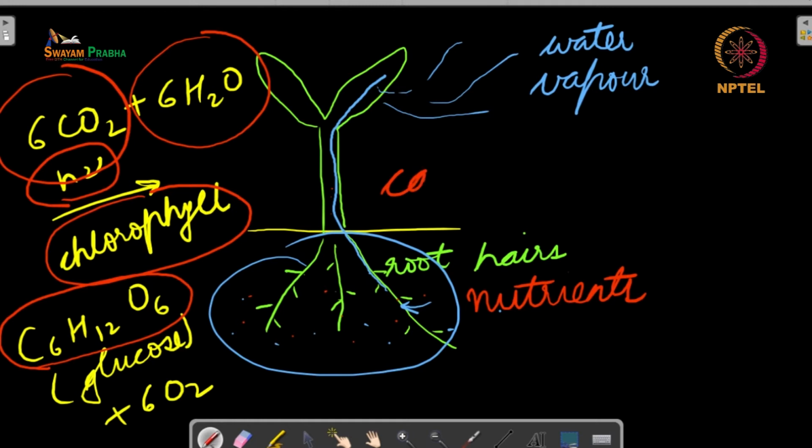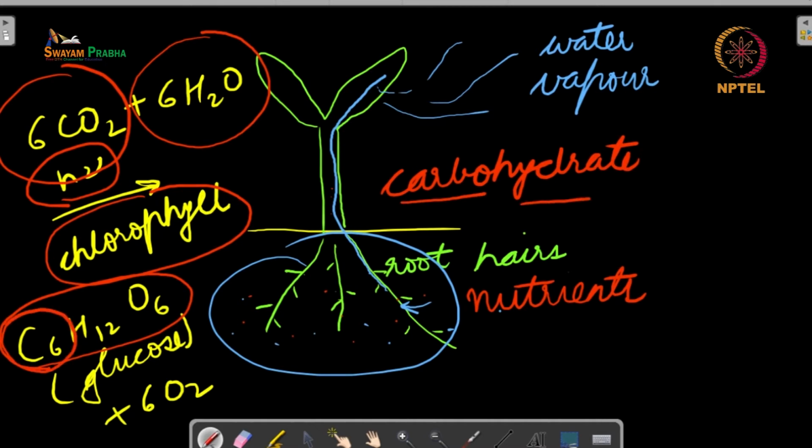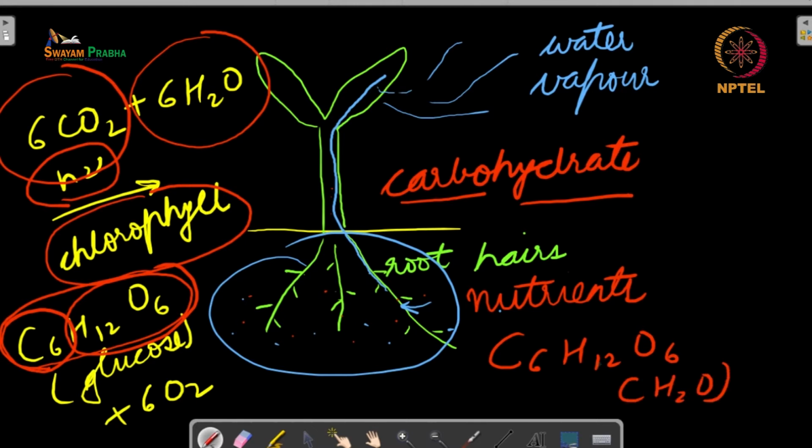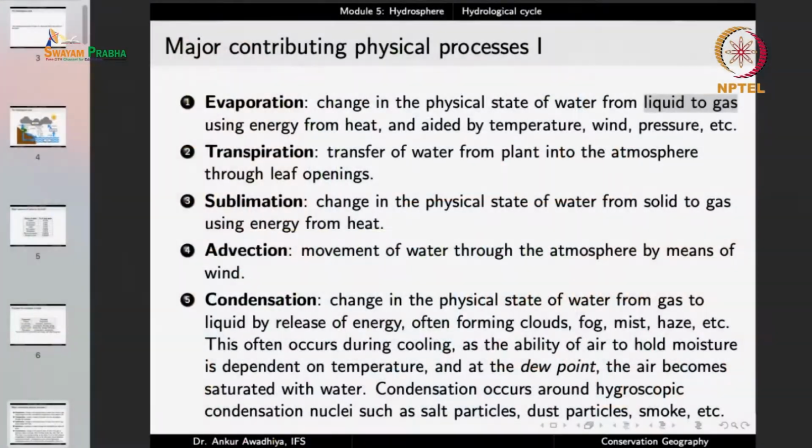Glucose is a carbohydrate. So carbo refers to the carbon portion, so it has carbon, and hydrate means that it has water. So basically you can write C6H12O6 also as CH2O times 6. So in this case it has carbon and it has water, so it is a carbohydrate, and it will also release oxygen. And we have observed before that this release of oxygen is what led to the great oxygenation event that changed the composition of the atmosphere. So this is where the oxygen in the atmosphere comes from.